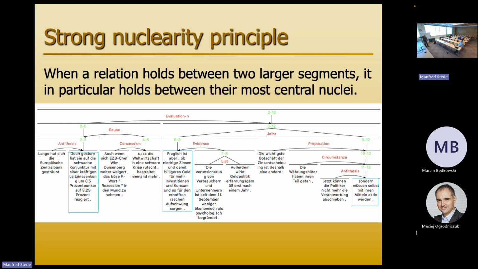What is the central nucleus? We start at the top of the tree, go down, and we follow the straight lines. We say, okay, here's a straight line, there's a straight line. From here, I go down straight, straight, straight. So this is an important unit. It's the nucleus of the antithesis, then the nucleus of the circumstance, then of the preparation, and then takes part in this joint relation. Likewise, this thing is reachable only by following straight lines, right?